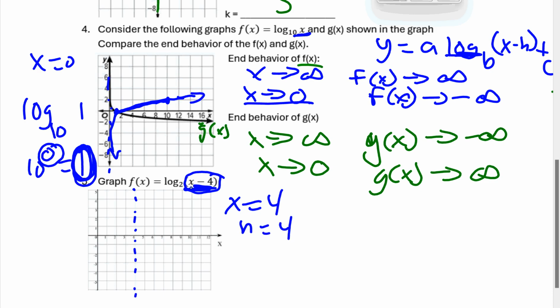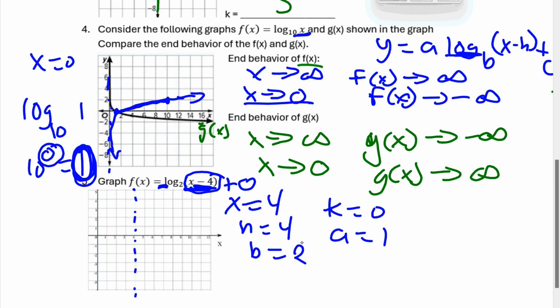What do I plug in for x that makes what I'm taking the log of 0? Now, am I adding anything to this outside the parentheses? No. So that means my k is 0. Am I multiplying anything by the log? No. So that means my a is 1, right? So if I multiply by 1, everything stays the same. But if I multiply by 0, the whole thing would be 0. So my a is 1. And now I have everything that I need except for my base. My base, the lower subscript there, is 2.